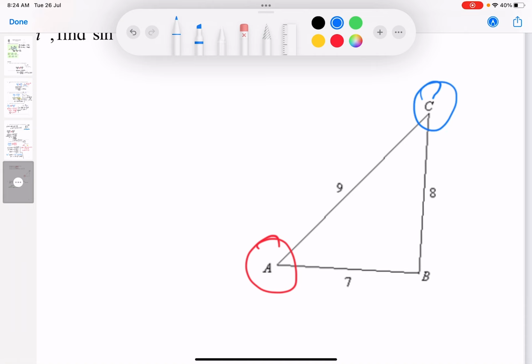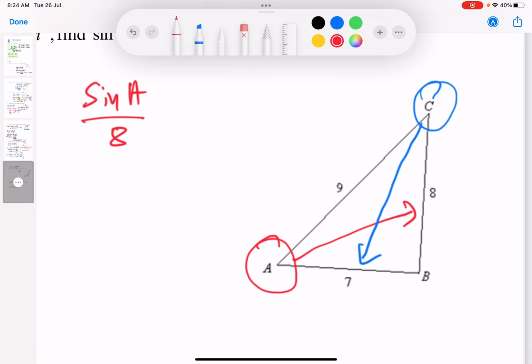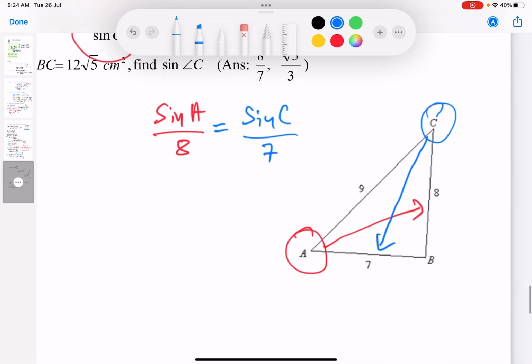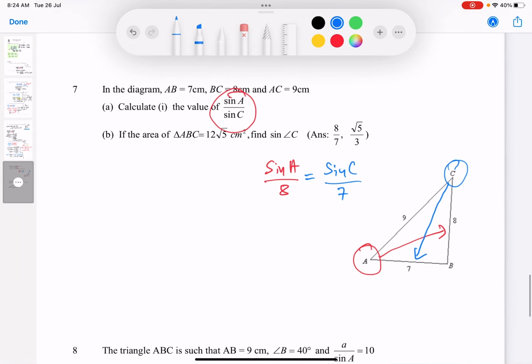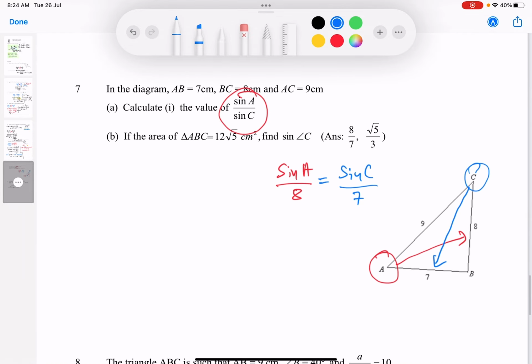And we do know that there's this particular relationship, right? The angle should match it with one of the pairs of sides. Secondly, we know that the angle must match with the other pair of sides. So we can straight away write that sine A over 8 must be equals to sine C over 7. Now with this, can you try to do part A by yourself?